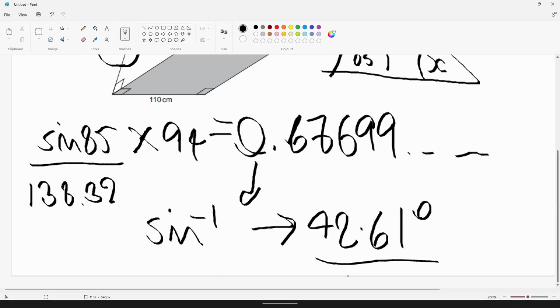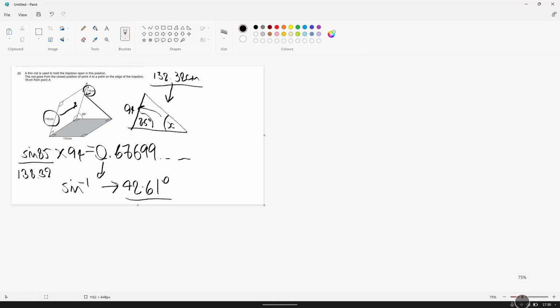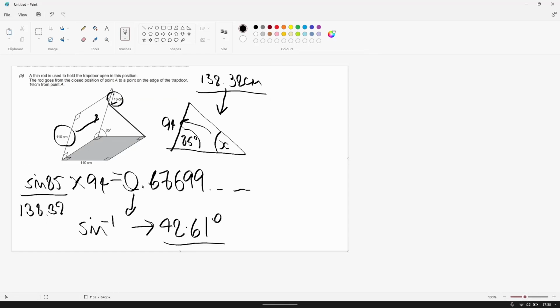So that's quite a bit of thinking that question requires. It's a tough one, definitely an end of paper question, but you just got to use your rules, your trigonometric rules, your sine rule, your cos rule. Just apply them where you see fit.